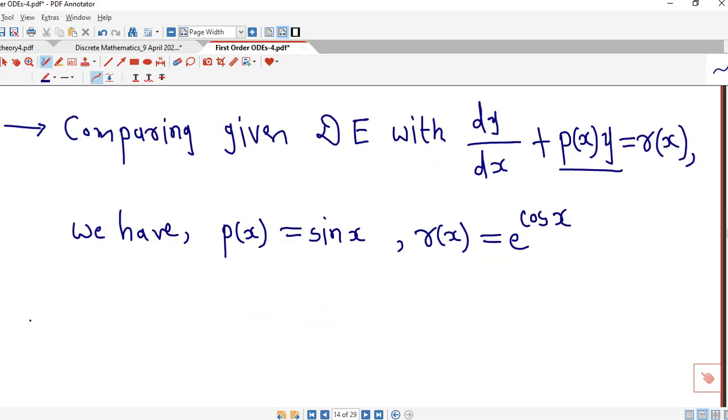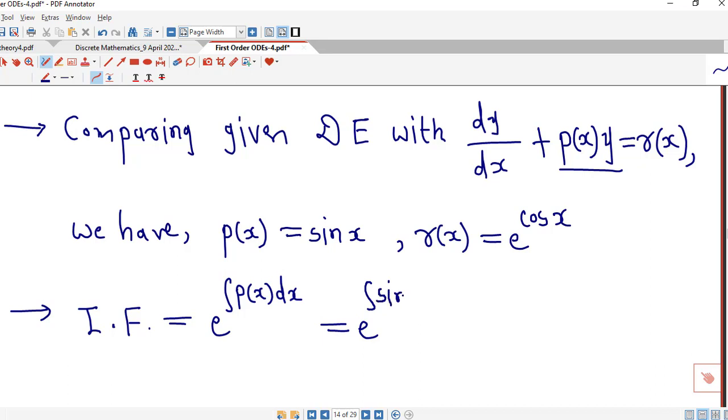Then the next step is to find the integrating factor. We will remember this formula. Integrating factor is given by exponential of integral of P(x). Here P(x) is sin x, so we integrate sin x with respect to x. We know that the integral of sin x is minus cos x.